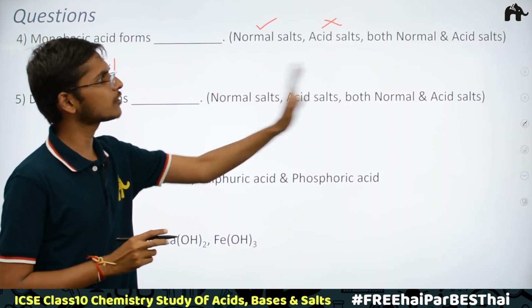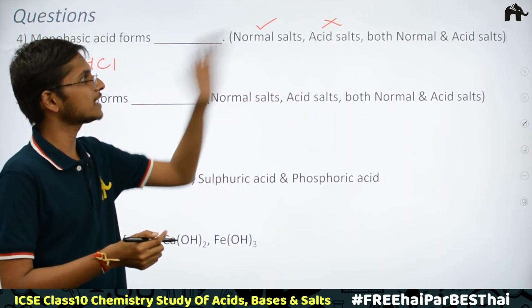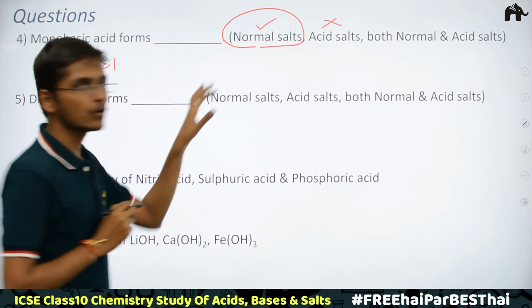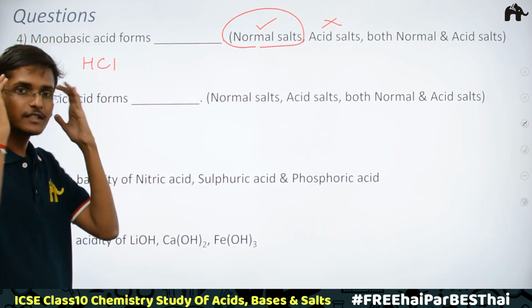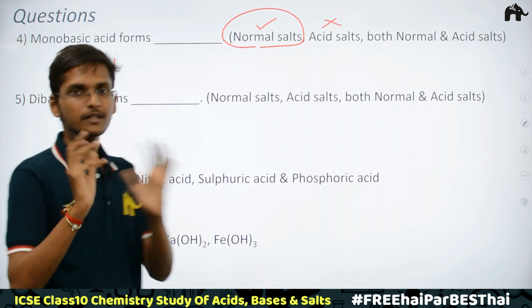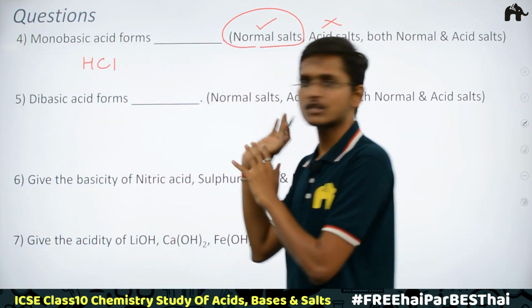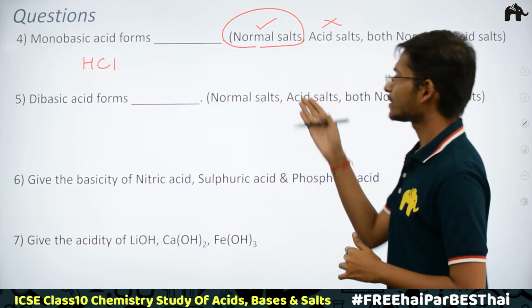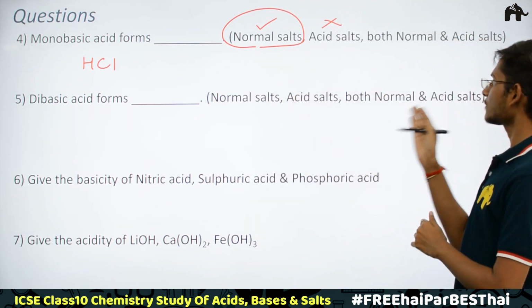And the third option, both normal and acid salts, won't be applicable because acid salts are not formed. So our right answer is normal salts. Okay, very simple. This is the way you have to apply the concept in exams, or whenever someone asks you such questions. Now, dibasic acid forms dash: normal salts, acid salts, both normal and acid salts.